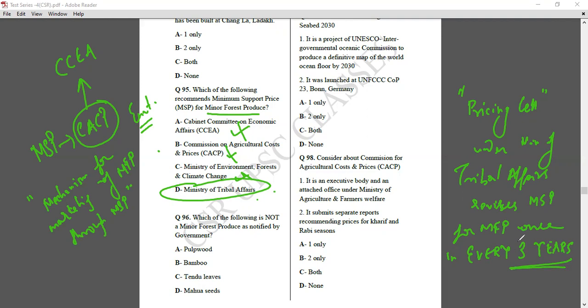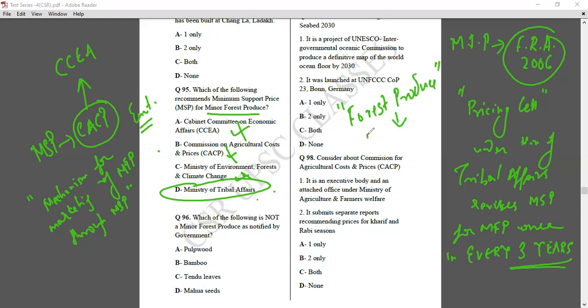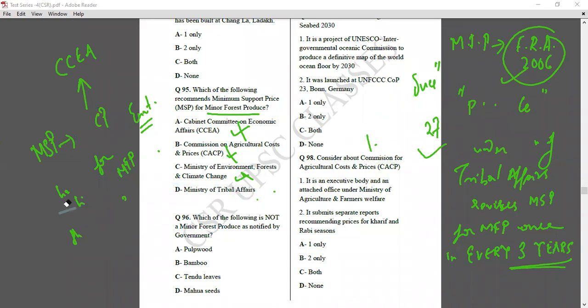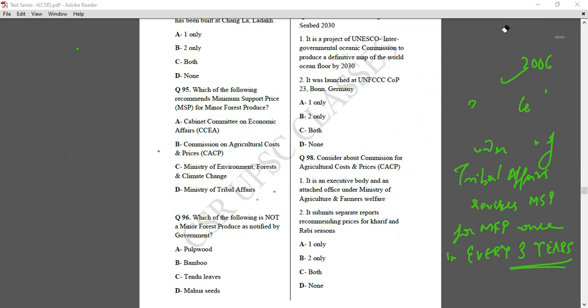Okay, and minor forest produce comes from Forest Rights Act of 2006. If question comes only forest produce, it comes from Indian Forest Act of 1927. Remember. Okay. Next. So these are the things which are very important from environment topic, because forest produce, FRA Act, forest, animals, species, all these things are very much important from prelims point of view. You need to know each and everything in detail.